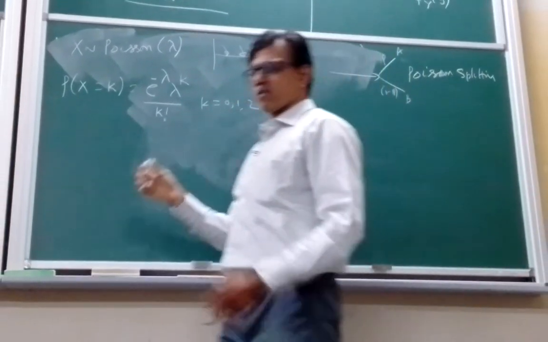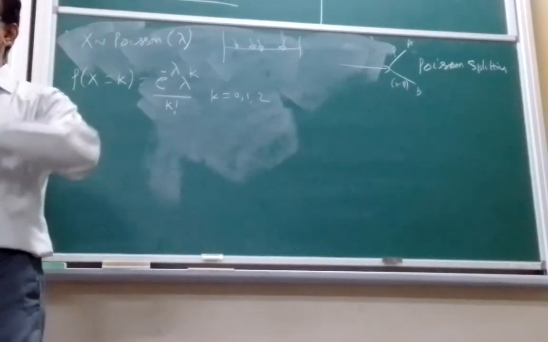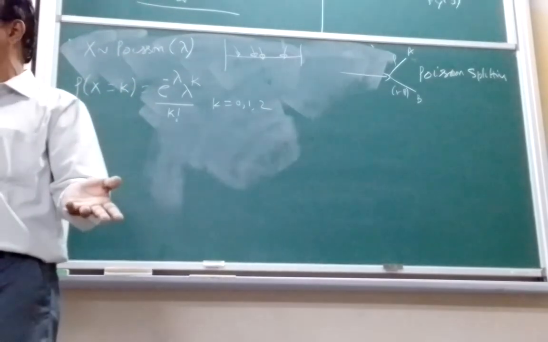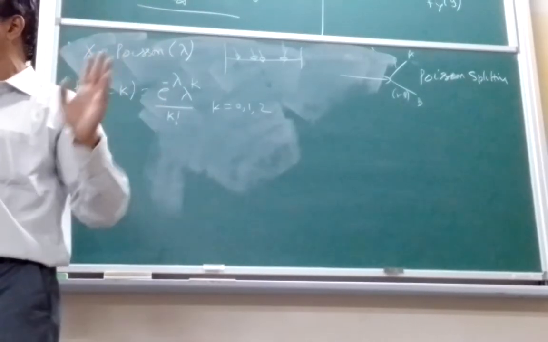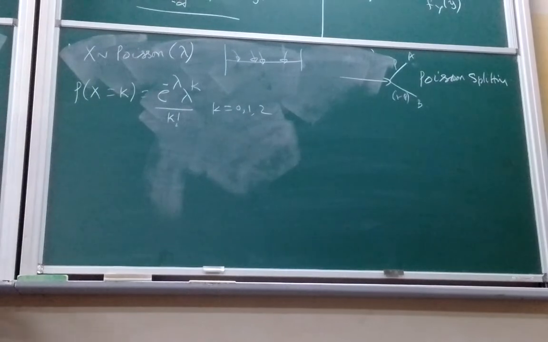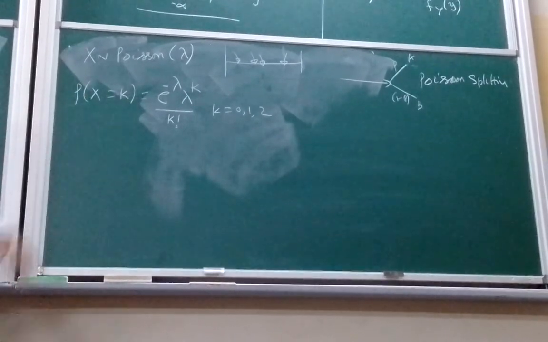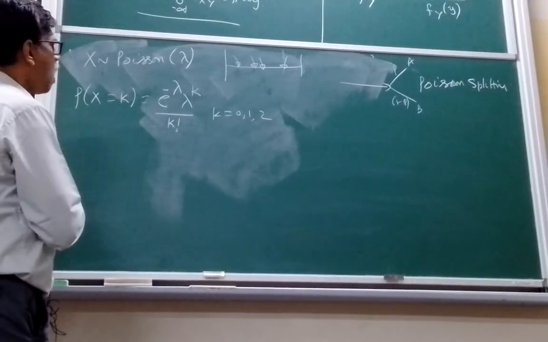You have packets to a network, you divide, put it in two queues with the probability P, 1 minus P, and send it to two routers. So many ways in which this Poisson splitting will happen. So this is what you are asking. Now, how do we find this?